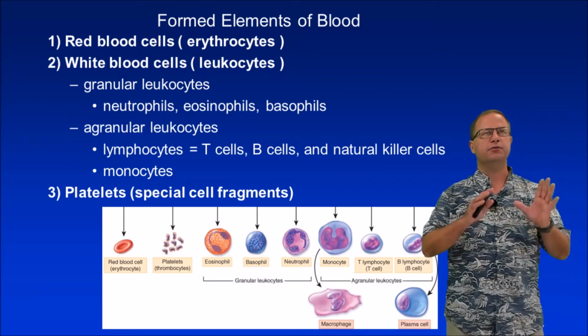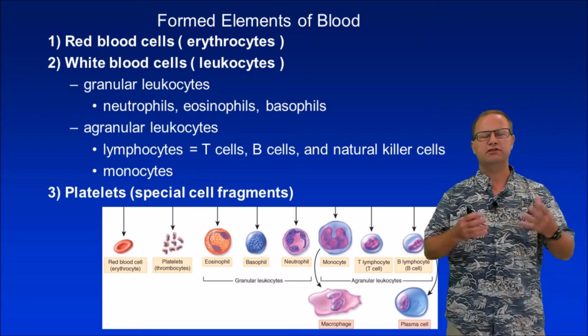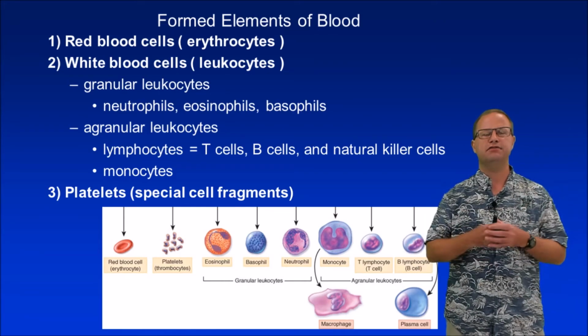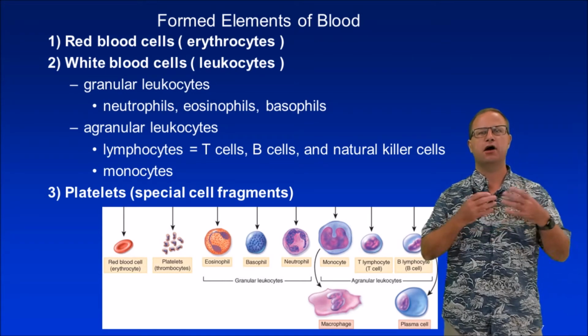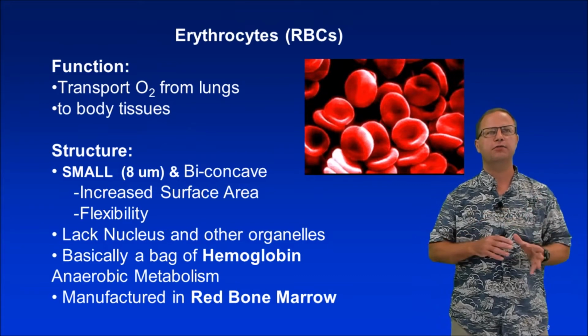Now, the important part to realize is that all these blood cells are made in the red bone marrow. The red bone marrow is located inside the long bones and the flat bones of the hips, so this is where we're producing our red and white blood cells. Okay, let's go on to our first formed element, and that's going to be our erythrocytes.